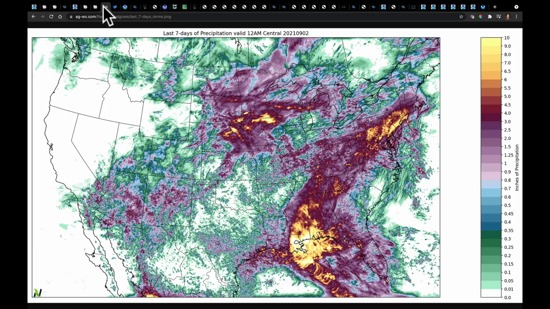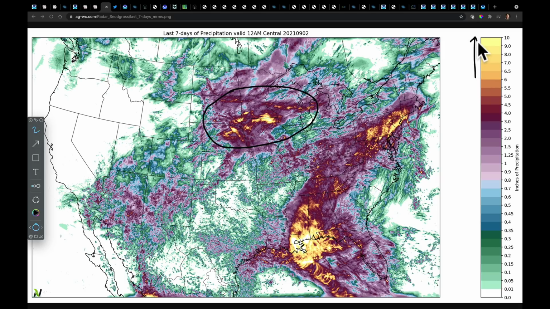But first, let's go through the last 7 days of total accumulated precipitation. Again, the break in that pattern has added all of this rainfall to this area. And this is just the last 7 days. There was more before that, remember? But you've got pockets in here that were well in excess of 6 to 10 inches of rain.